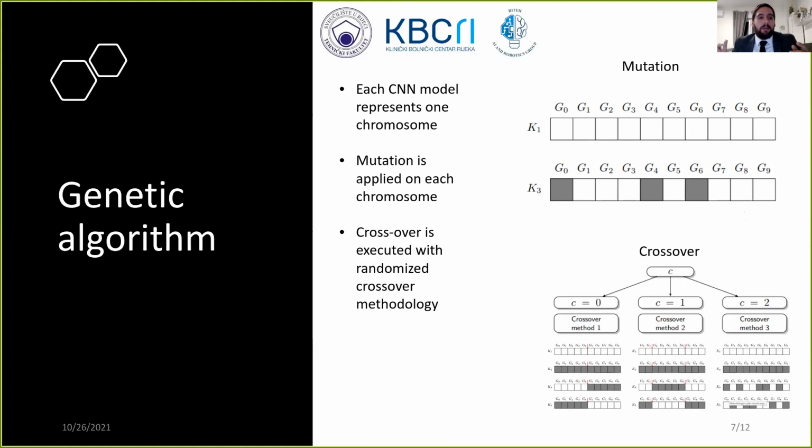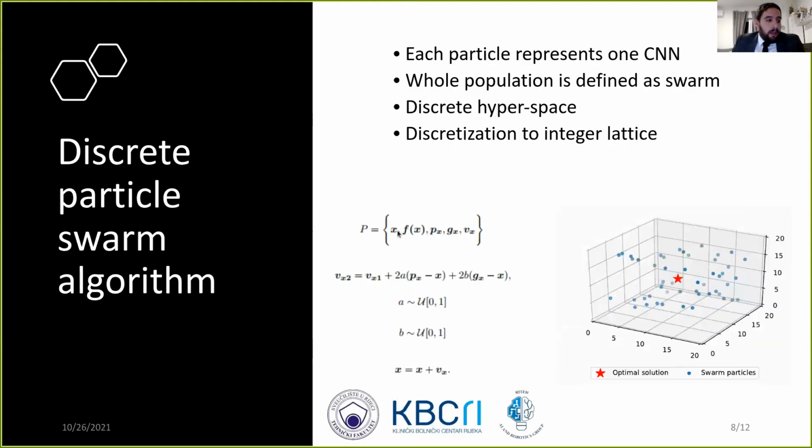So two child chromosomes are defined by using random genes interchangeably from one or the other parent chromosome. The other approach is the discrete particle swarm algorithm. This algorithm is based on the discrete variation of the standard particle swarm optimization algorithm, where each particle represents one convolutional neural network. The whole population is defined as a swarm.